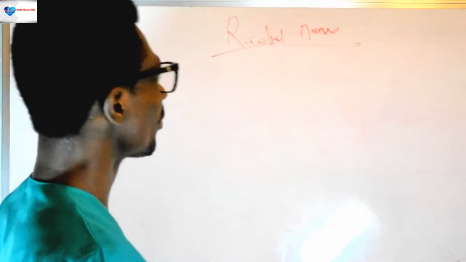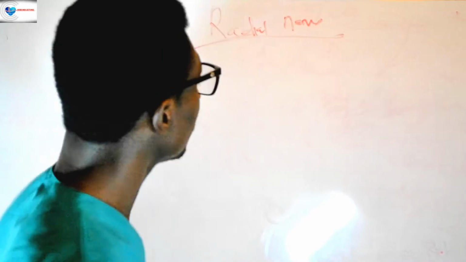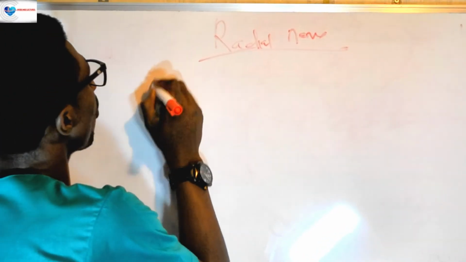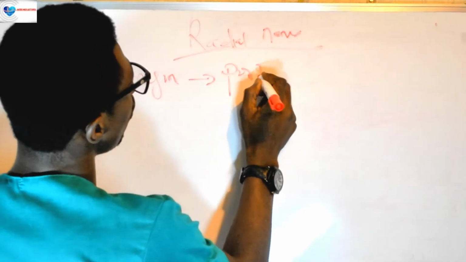Now, this radial nerve, what is the origin of this radial nerve? The origin is the posterior cord, guys. The origin is the posterior what? Cord.